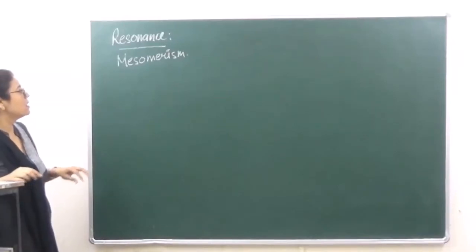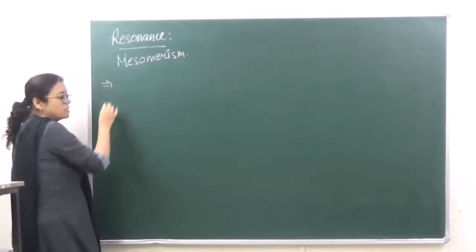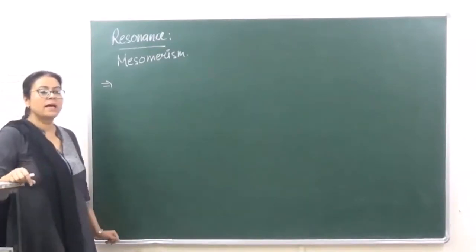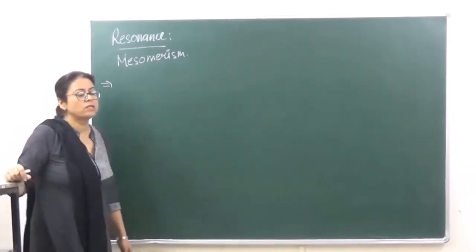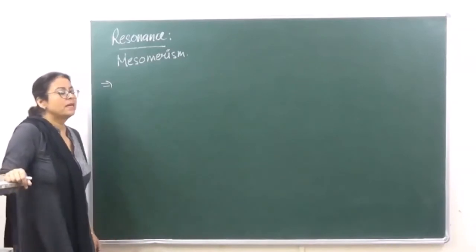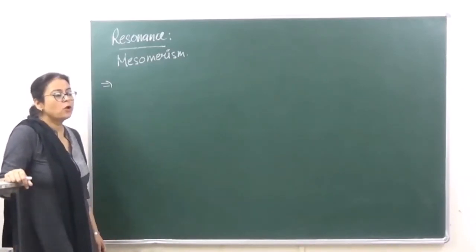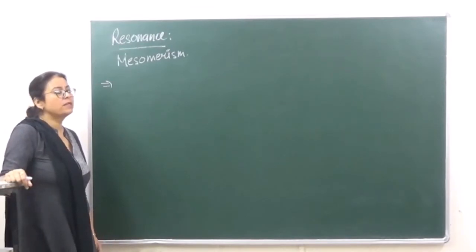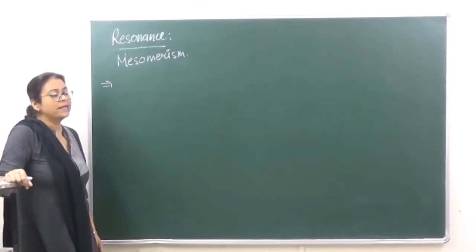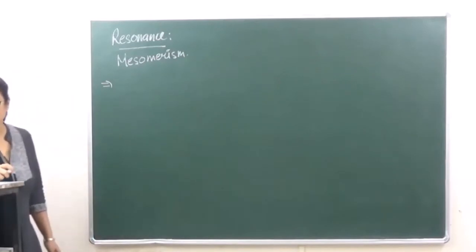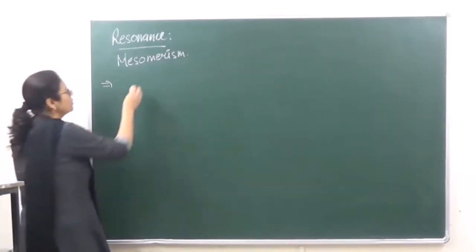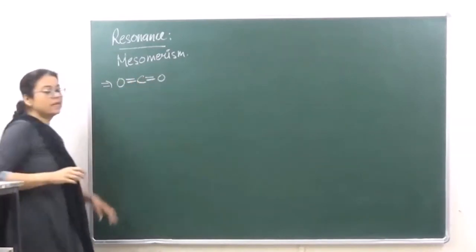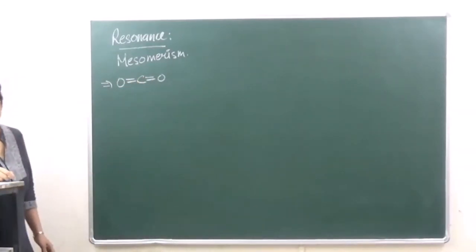Whenever there is a multiple bonded system present, which means whenever there is a single and a double bond, or a single and a triple bond present in the same molecule, it is observed that the characteristics of the bond are in between the single and the double bond, right? Just for example, let's say we are taking the molecule of carbon dioxide.